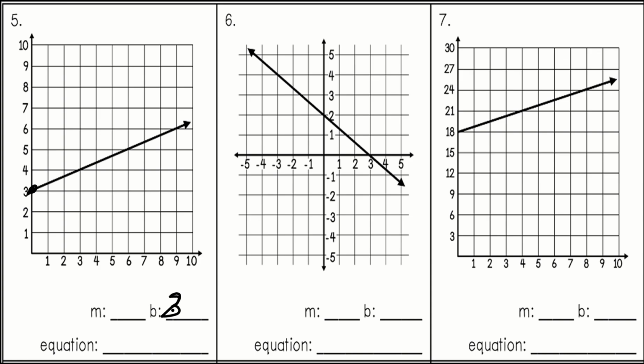Okay? Slope, we do just like we did the other day. We're finding rise over run. So in this case, I'm going up 1 over 3. That makes it 1/3. So I got y equals 1/3 x plus 3. Okay? Kind of follow? Y'all try the other two.